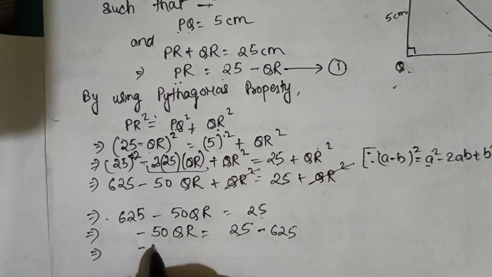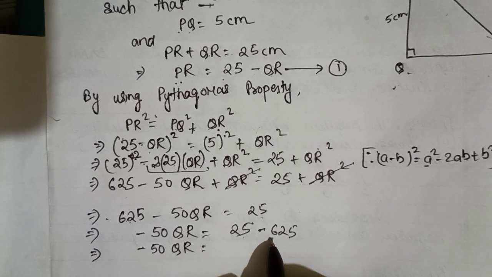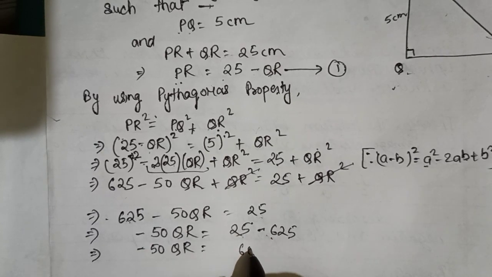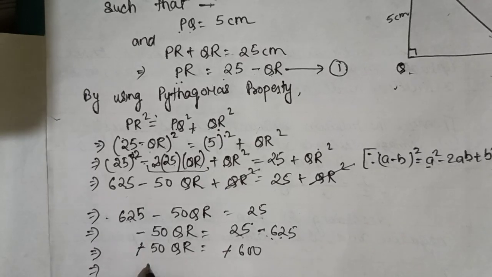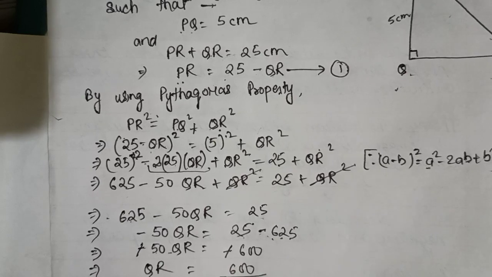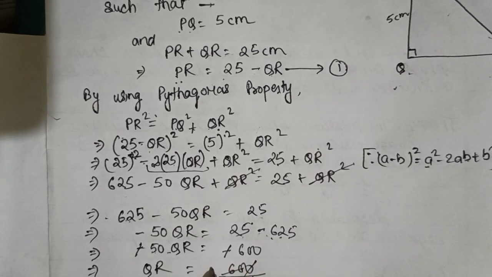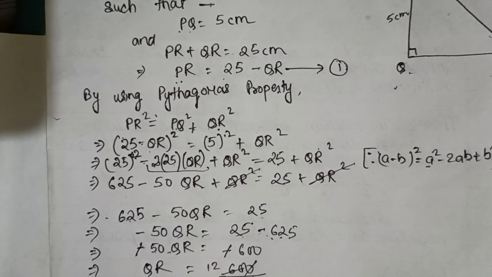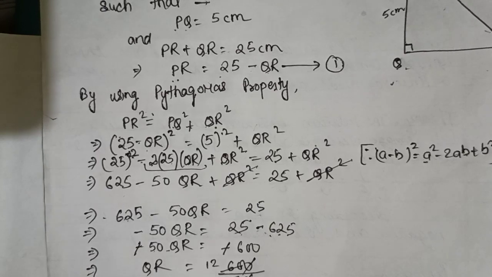This implies that minus 50 QR equals 25 minus 625, that means 625 minus 25 will be 600, with a negative sign, since it is bigger, so minus. Minus and minus cancel, so QR equals 600 by 50. Zero and zero cancel, 5 times 12 is 60, so it will be 12. So QR equals 12 cm. So we got the value of QR.